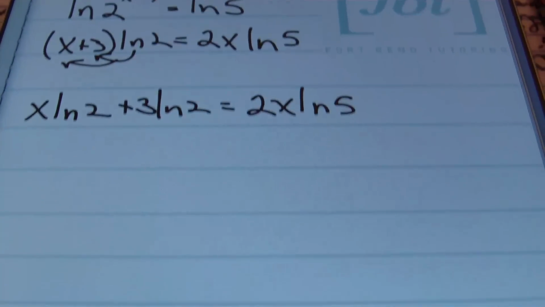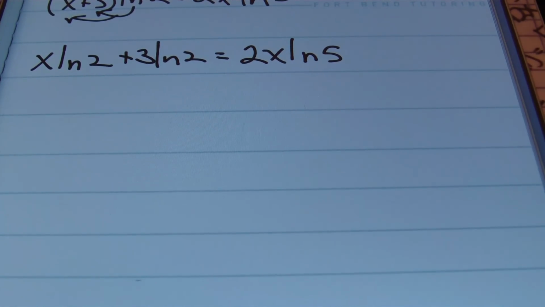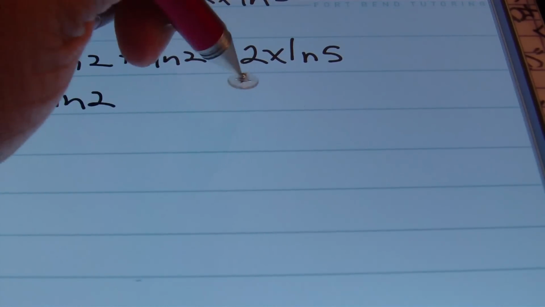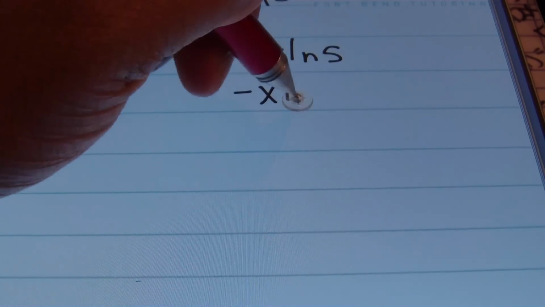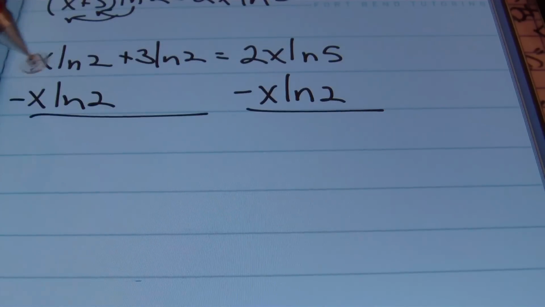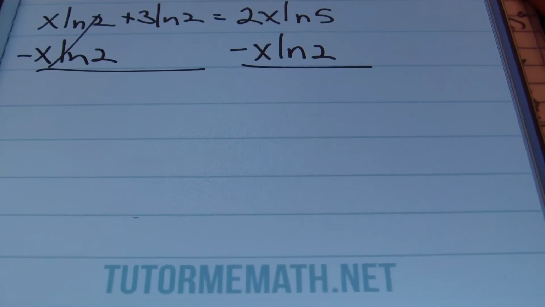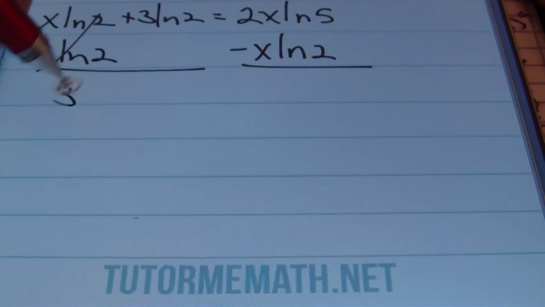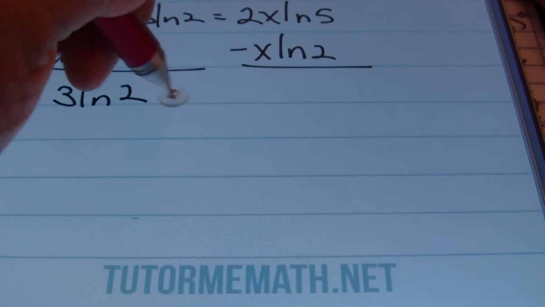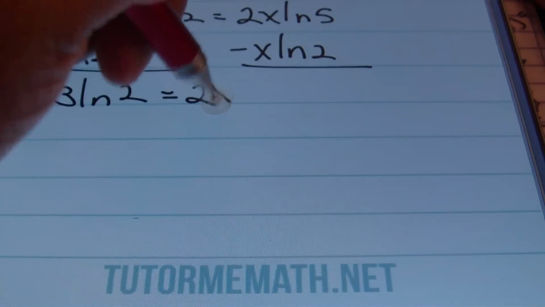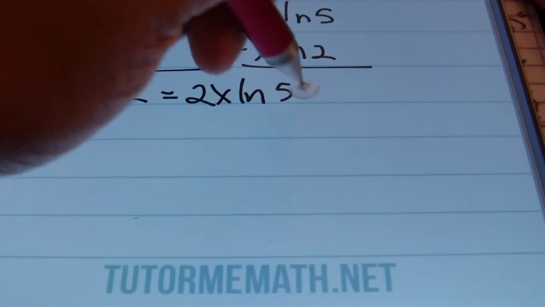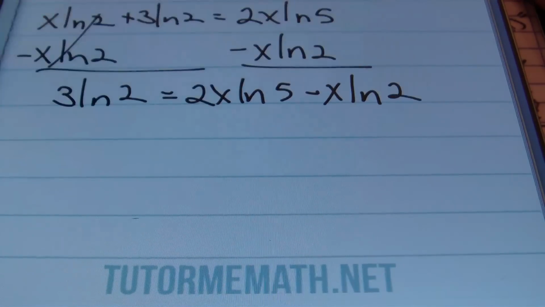What you want to do now is get all the terms that have your variable x on one side of the equal sign. So I'm going to subtract x times the natural log of 2 from both sides of my equal sign here. All right, just like so. Now I'll be bringing down 3 times the natural log of 2, which equals 2x times the natural log of 5 minus x times the natural log of 2.